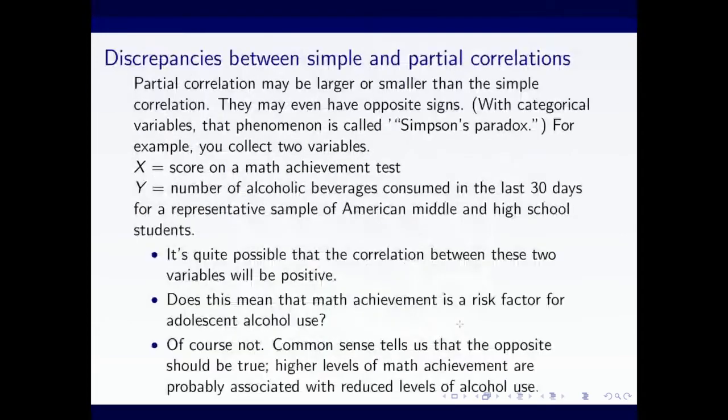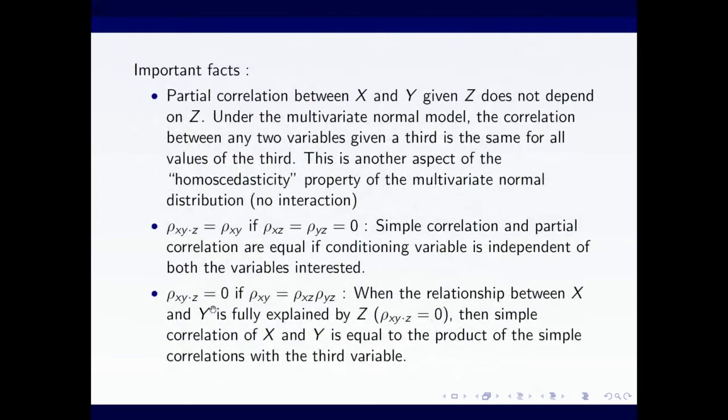So we are testing whether the relation between x and y is fully explained by z. If we do not reject, then we have evidence that the relation between x and y is fully explained by z. If we reject, then we may say that the relationship between x and y may not be fully explained by z.